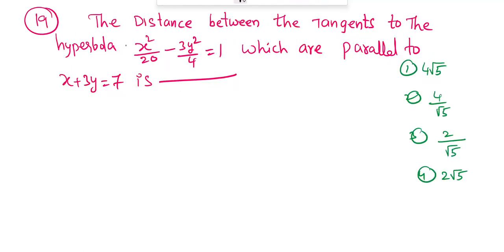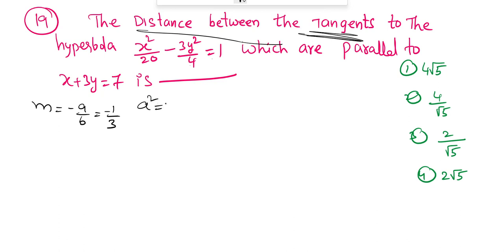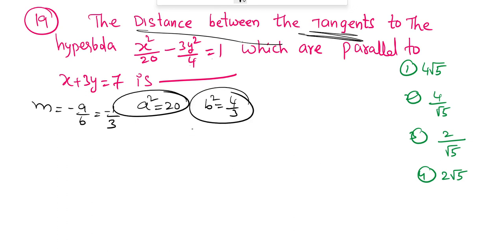This is the 19th question. The distance between the tangents to the hyperbola x square by 20 minus 3y square by 4 is equal to 1, which are parallel to this. That means parallel to this line means slope m is equal to minus a by b, that is equal to minus 1 by 3. This is the slope. And given hyperbola, that is a square is equal to 20 and b square is equal to 4 by 3. So these are the a square, b square values.